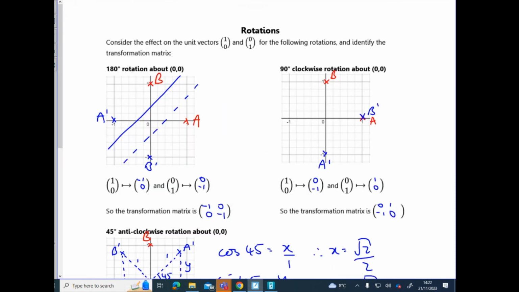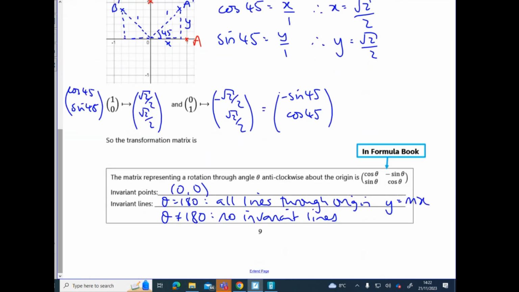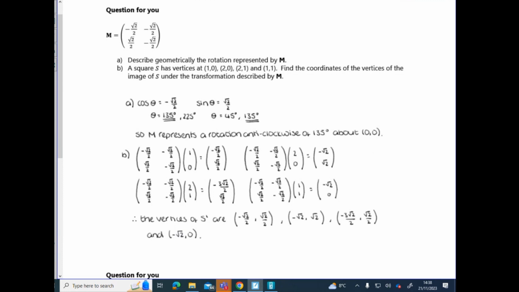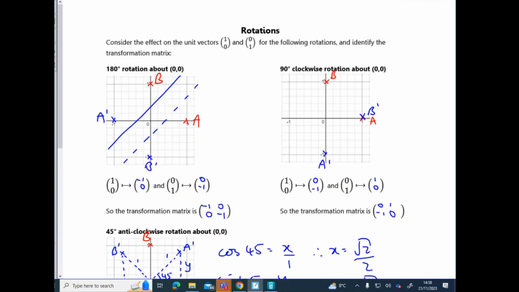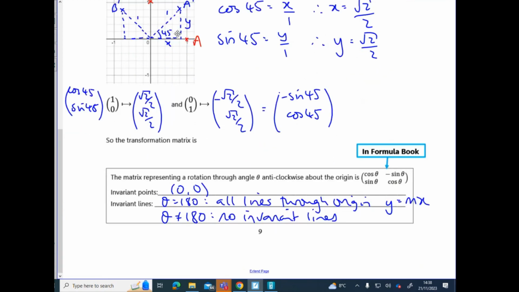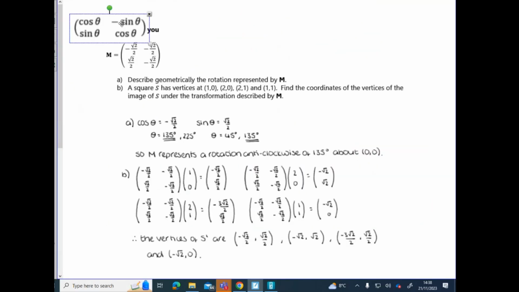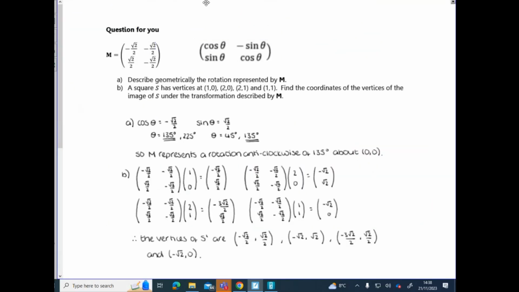Question for you over the page. I'll snip the formula into that book for you. Right, I'll just leave it up there. So have a go at that. So compare this to the matrix in the formula sheet.